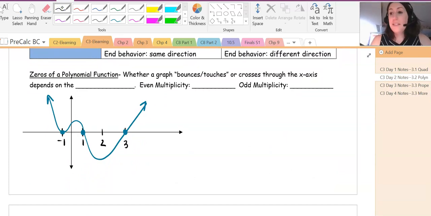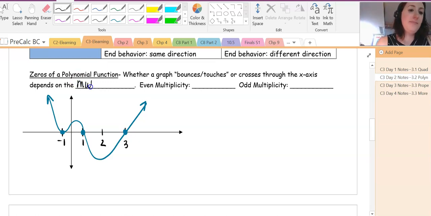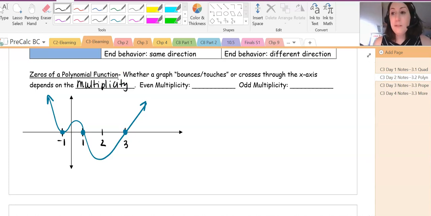All right, let's talk about zeros of a polynomial function. Whether a graph bounces or touches, those are the same thing, or crosses through the x-axis depends on what's called multiplicity. Now, what is multiplicity? This is probably a new term for you. Even multiplicity means that you have an even exponent, so it is squared, or to the fourth power.